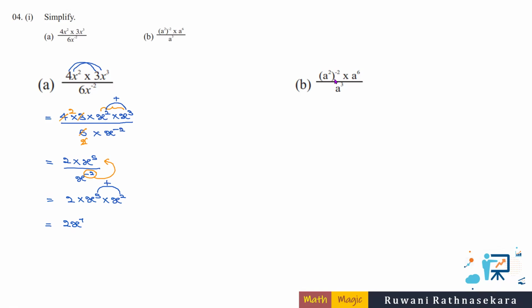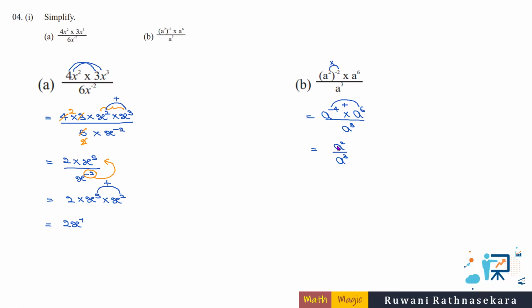The next one includes a power of a power. If there are brackets and two indices, multiply them. Right, here you get 2 times minus 2, which is minus 4, into a to the power 6 divided by a to the power 3. Firstly, simplify the same level ones. Right, then since it's a product of two powers with equal bases, you add the indices. Minus 4 plus 6 will be 2. Therefore, it's a to the power 2 over a to the power 3.